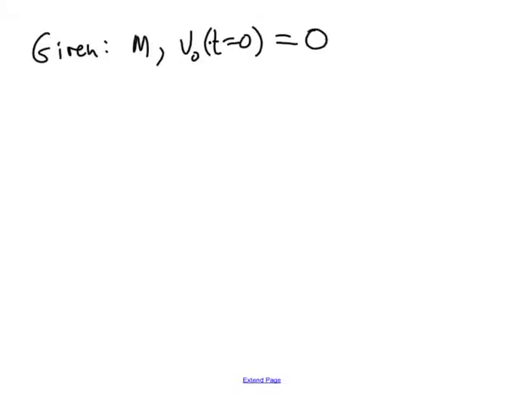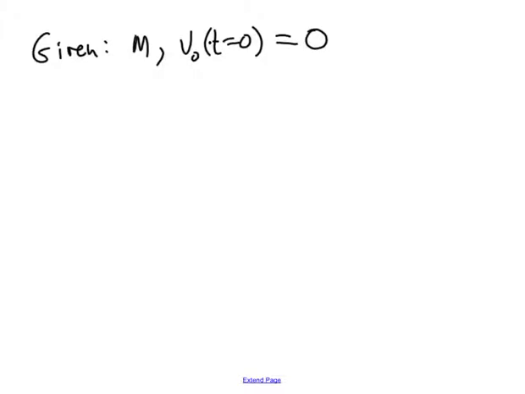Here we're going to solve the velocity of a ball falling under the influence of air resistance. So what we're going to be given is a ball of mass m, and we'll be falling with an initial velocity at t equal to 0 of 0.